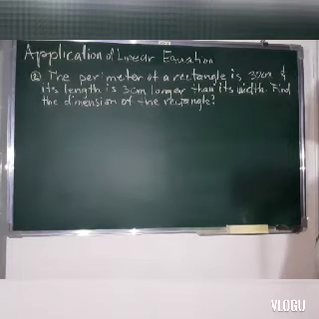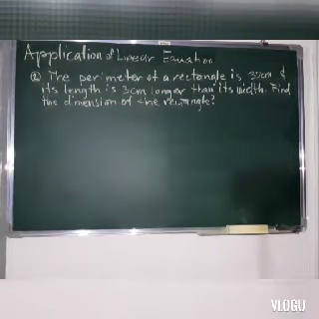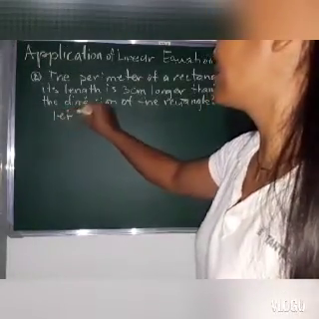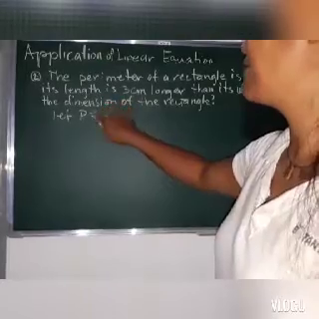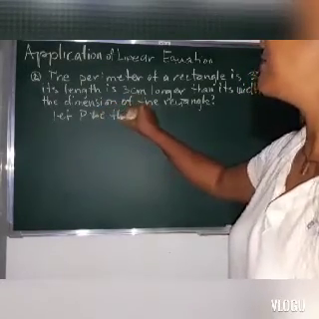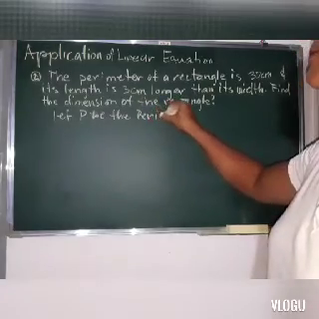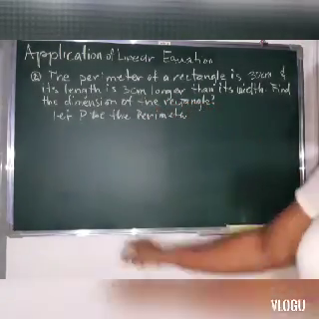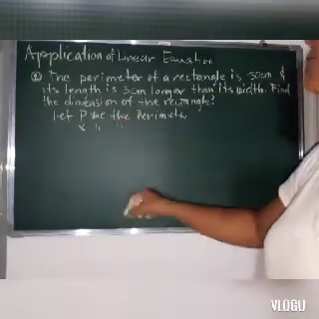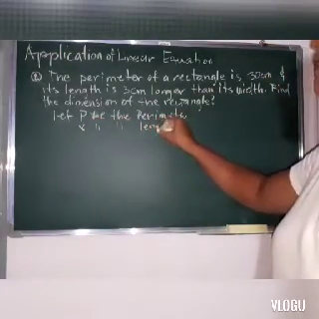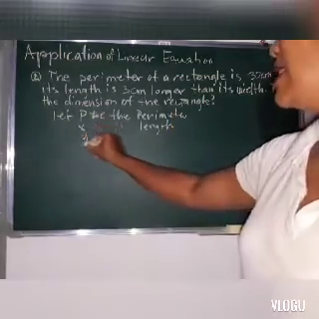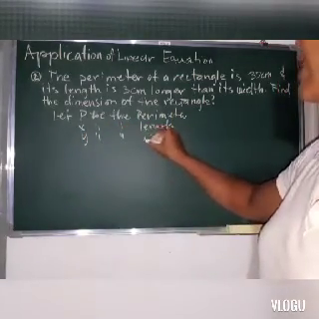Okay, example number 2. The perimeter of the rectangle is 30 centimeter and its length is 3 centimeter longer than its width. So find the dimension of the rectangle. So let P be the perimeter of the rectangle, and let X be the length of the rectangle, and Y be the width of the rectangle.